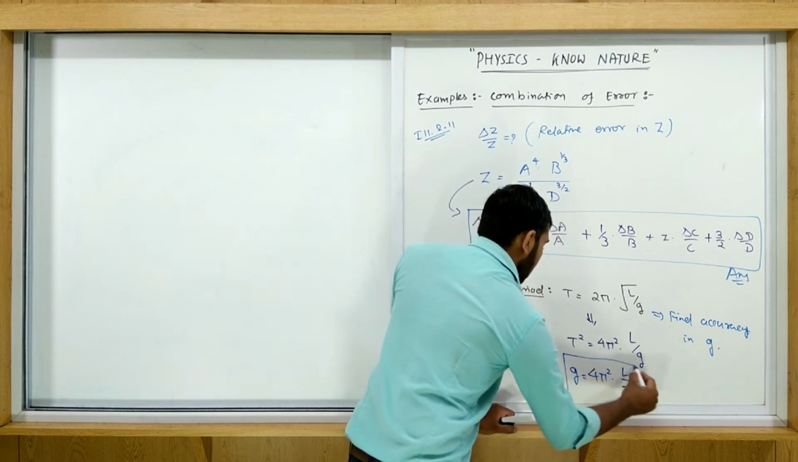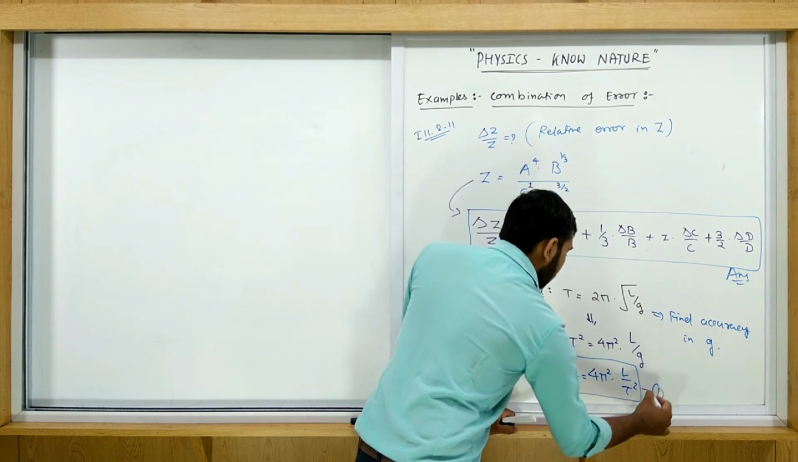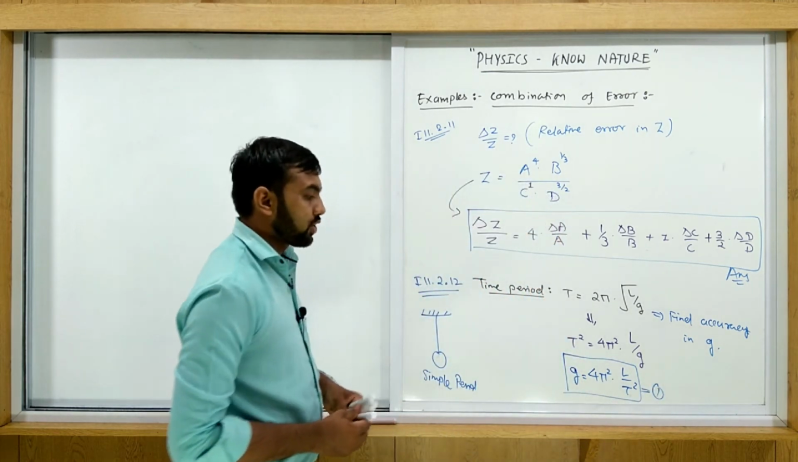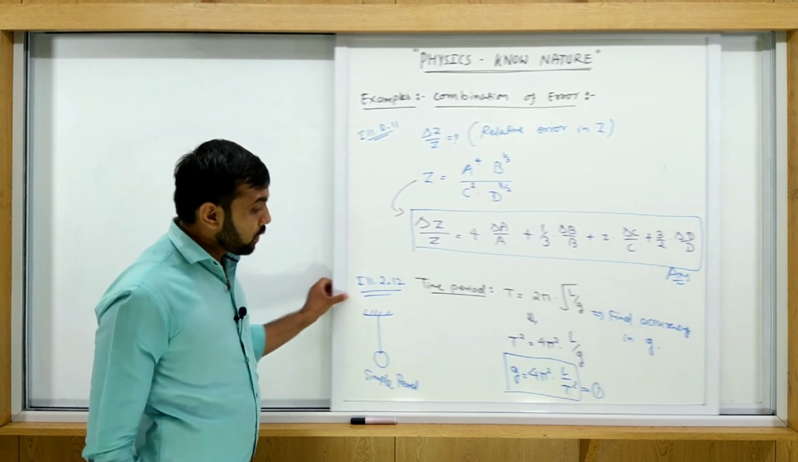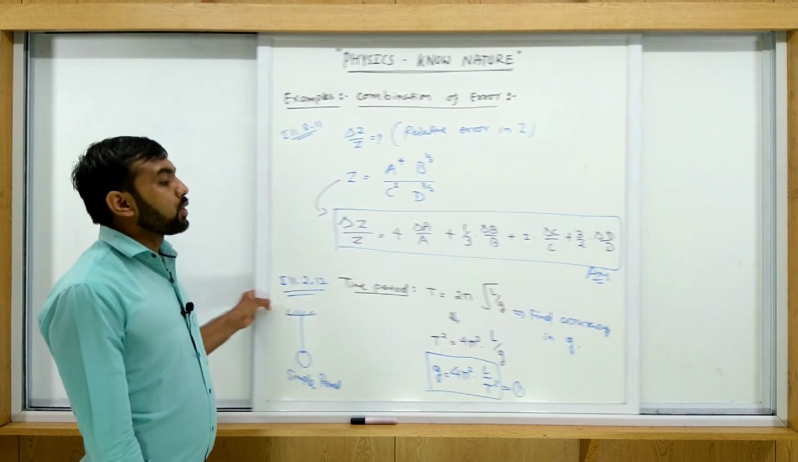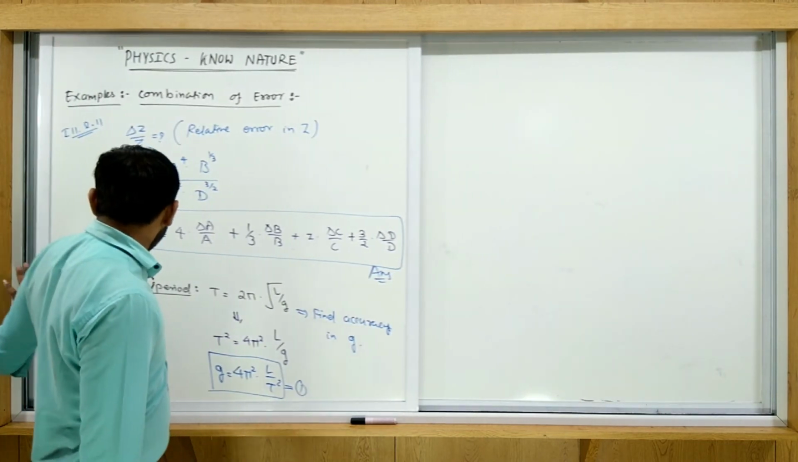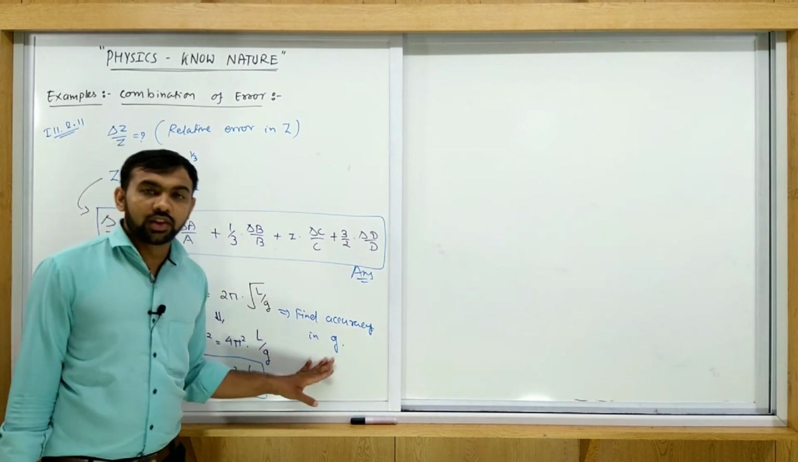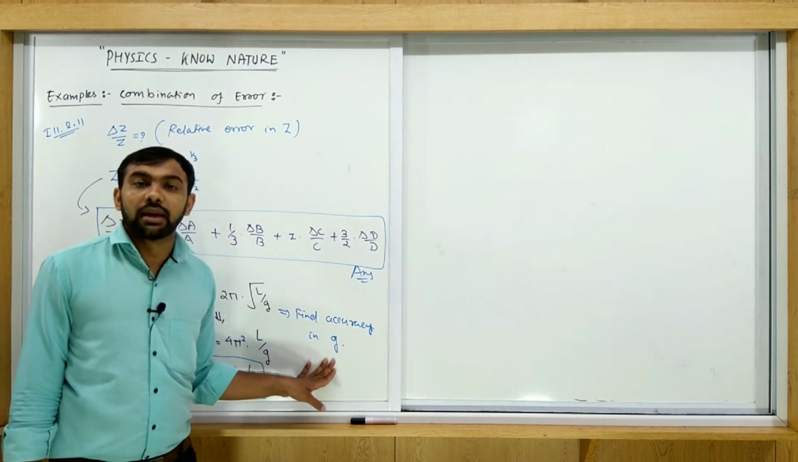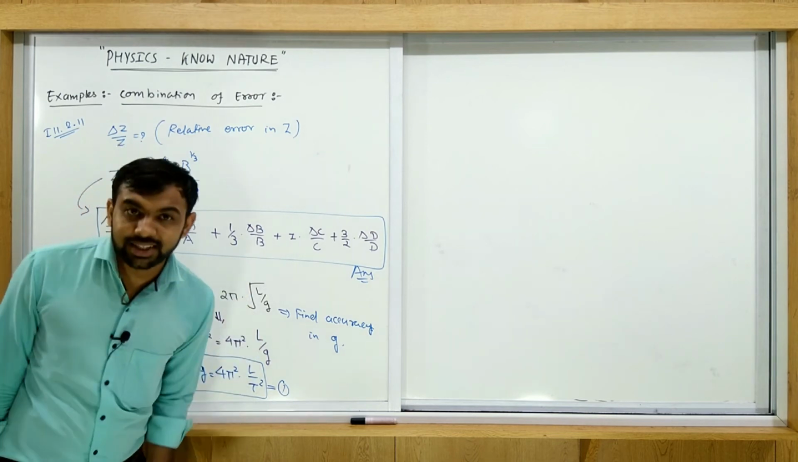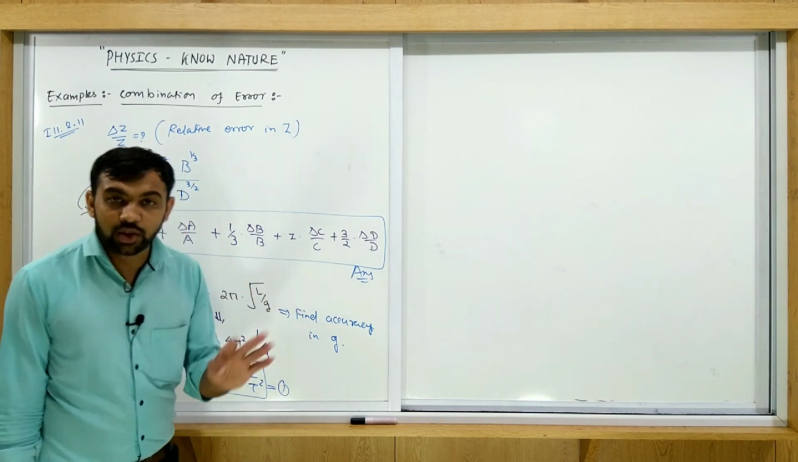So this is equation number 1. Write it down for some time. From this equation we have to find the accuracy in g. Accuracy in g means what? Up to what percentage you write the correct value, or up to what percentage there is some error. That is called accuracy.